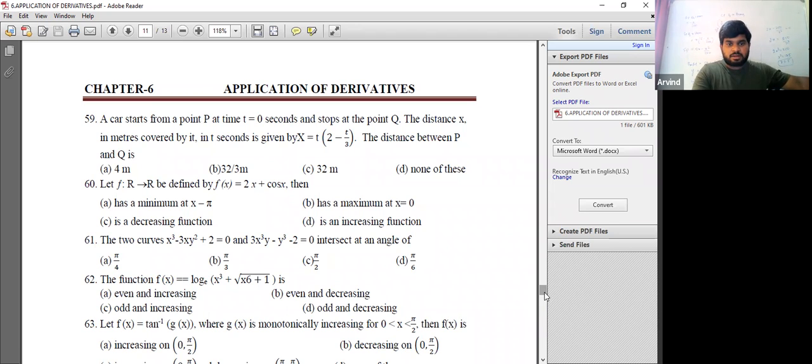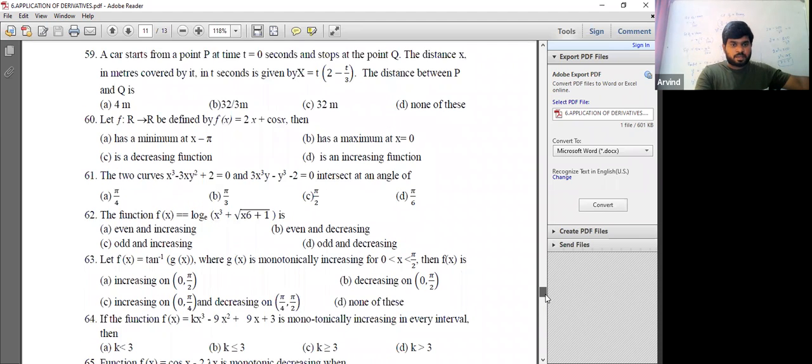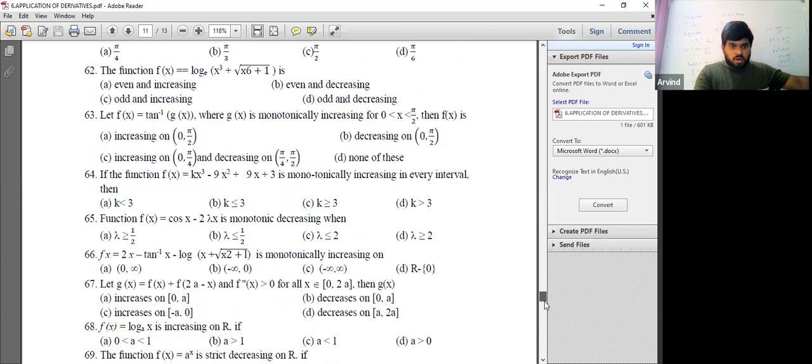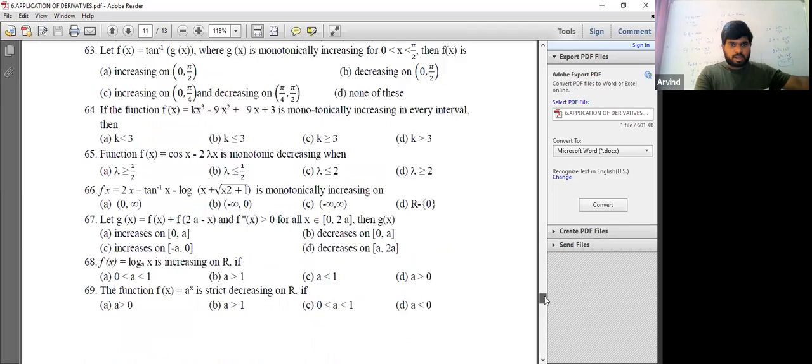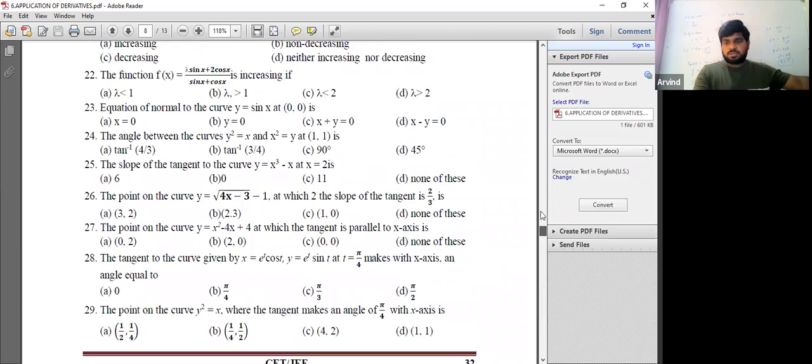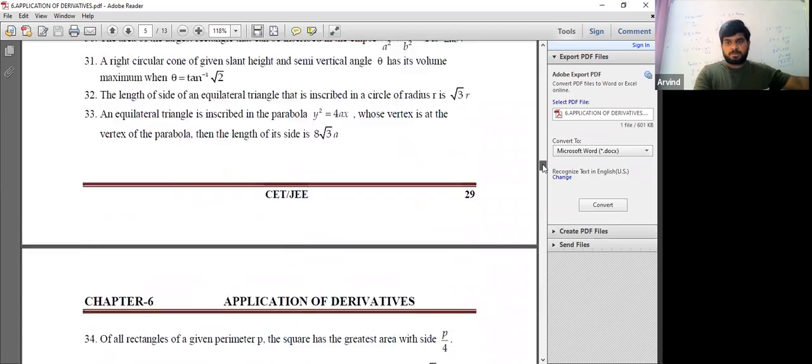Other things: again, two curves intersect at an angle. Yesterday I gave you the formula: tan theta is equal to m1 minus m2 divided by 1 plus m1 into m2. So you have to find the slopes of the two curves, m1 and m2, then substitute. Again here, for the function, you have to find whether it is increasing or decreasing. All other things we have done, similar type. So I'll just stop here. Applications of derivatives is completed.